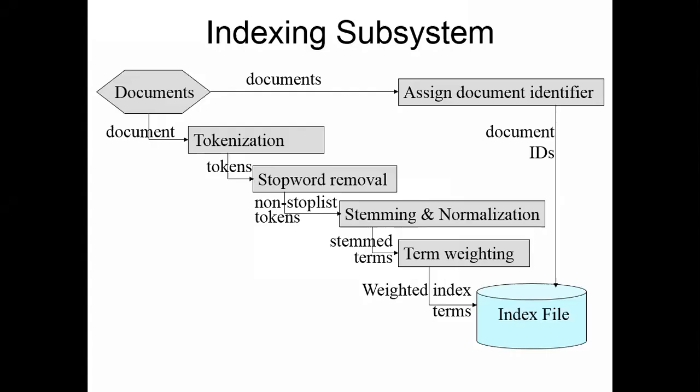So during indexing, since the input is the collection and the output is the index file, the document has to be converted into index terms. To convert the documents into index terms, we have to apply tokenization, stop word removal, stemming, and normalization. Then when we reach this level, we have vocabulary words.